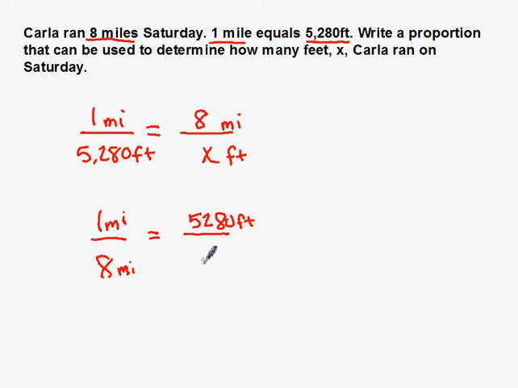And what's equivalent to 8 miles? Let me make that an 8. We don't know. That's what we're trying to find out. We're trying to figure out how many feet she ran. We know that she ran 8 miles, but how many feet is that? Okay, so again, both of these proportions could be used, and again, there are other proportions you could write that are equivalent that would work, but these two are probably the most common that you'd use.